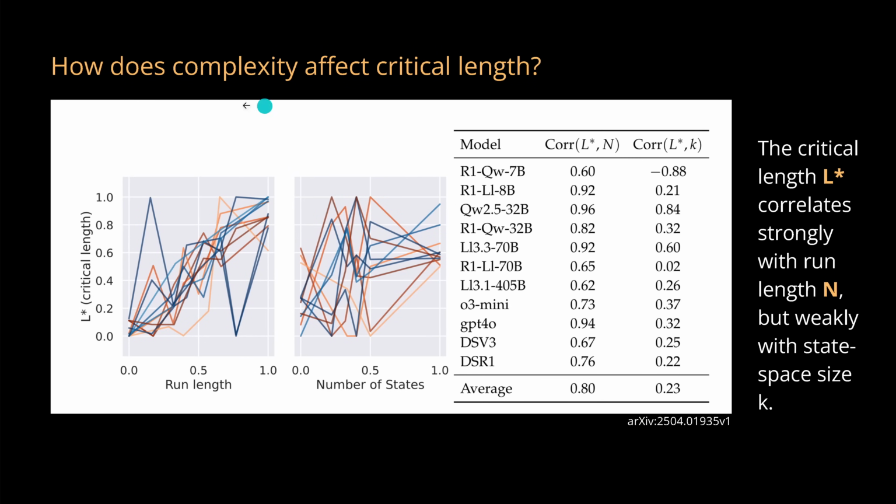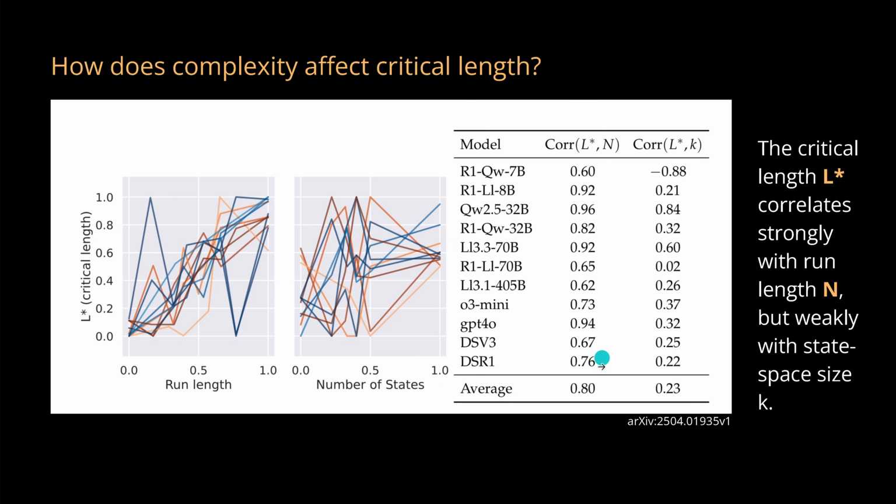And here we have the result. How does complexity now affect the critical length? And you know, the critical length is also an indicator for the best solution of our reasoning task. Here you have the critical length to the run length, and in the second one the critical length to the number of states.